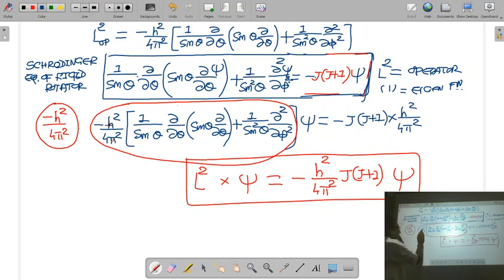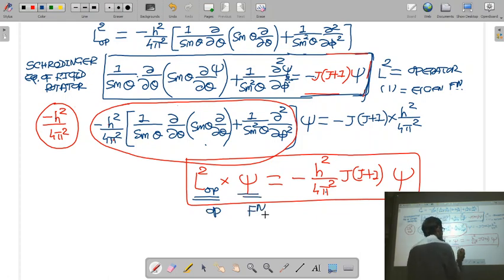So minus h square upon 4 pi square, 1 upon sin theta d by d theta sin theta d by d theta plus 1 upon sin square theta d square upon d phi square is nothing but the quantum mechanical operator of L square. So this bracketed term is replaced by the L square operator, and this L square operator is operating on the right hand side function psi. We get the result minus h square upon 4 pi square j into j plus 1 psi. Again I come to the same: this is the L square operator, and when it operates on the function psi, we get the same function multiplied by a constant value.